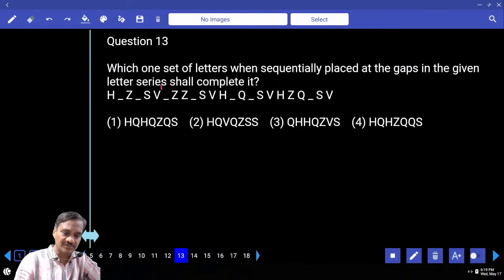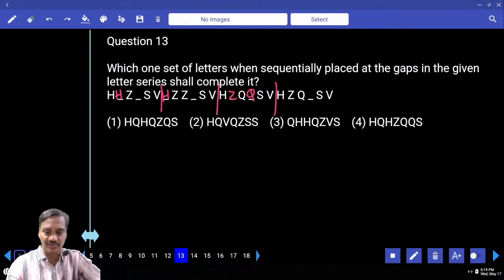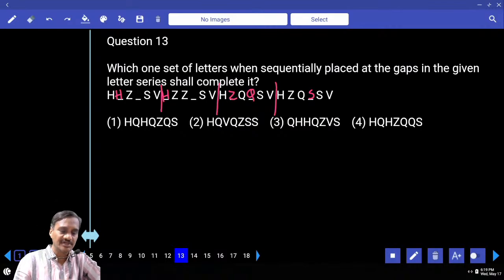1, 2, 3, 4, 5, 6. 1, 2, 3, 4, 5, 6. 1, 2, 3, 4. First, H repeated twice, then Z written twice, H, Z, Z, then Q written twice, isn't it? And H, Z, Q. And next one, which must be written twice here? H is twice, then Z is twice, then Q is twice, then next one, S must be twice, isn't it? H, H, Z, and what are the other elements we have? H, Q, and H, H, Z, Q.